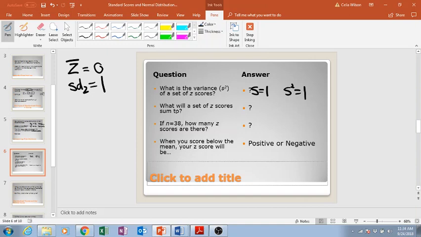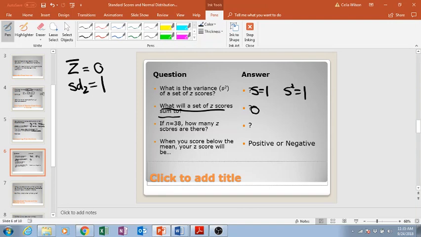What will a set of Z-scores sum to? All right, well, if you think about it, it should be just like the regular scores around the mean. And we know that those deviation scores sum to 0, correct? We'll do an example of this here in a minute just to illustrate it.